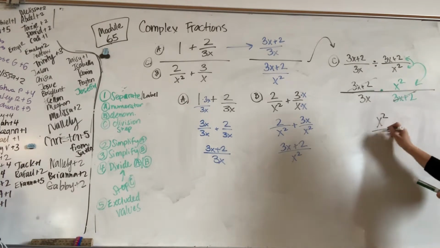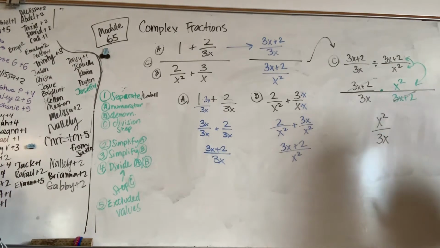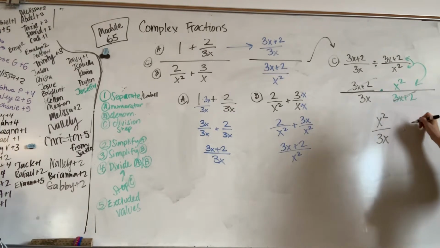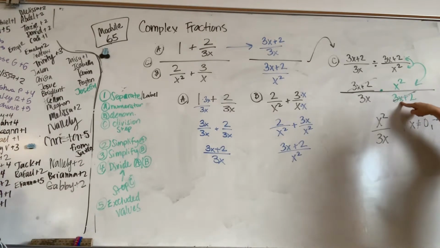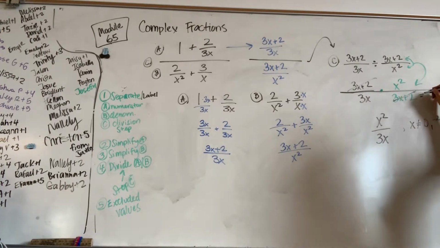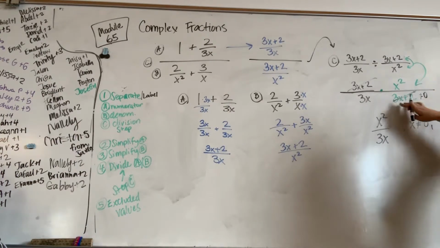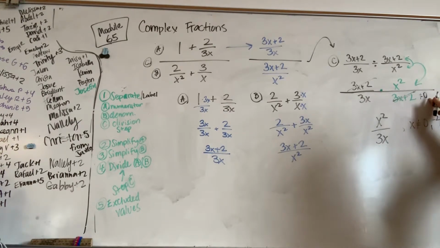Yep. And my excluded values are, what did you get? I only got 0 and negative 2 over 3. Why negative 2 over 3? Because this is not allowed to be 0, so I would subtract 2 and divide by 3. So I get negative 2/3. That's kind of weird, yeah.